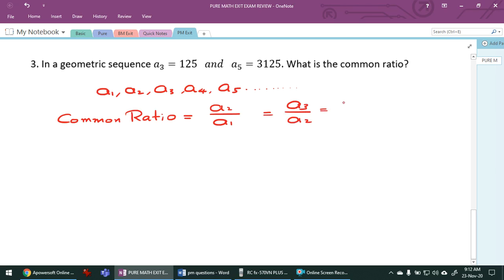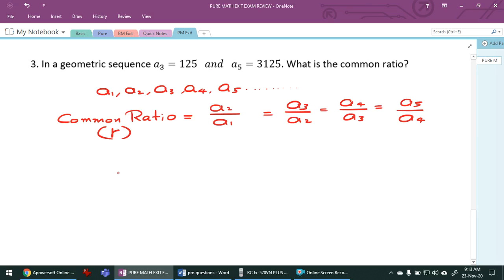It's all the same: A4 by A3 or A5 by A4. All these are the same. The letter for common ratio is R. Now how will you find it? We have A3 and A5, but we don't have A4. So that is a problem. You cannot find the common ratio directly.